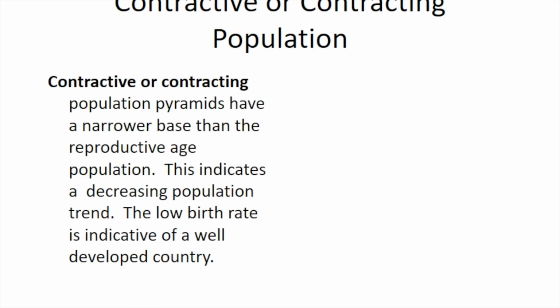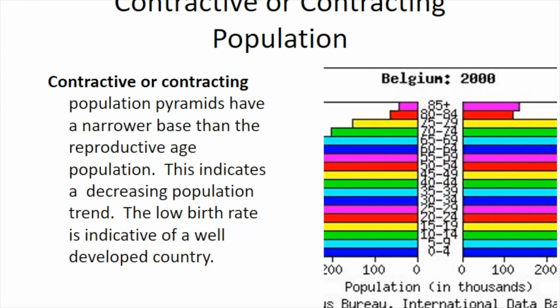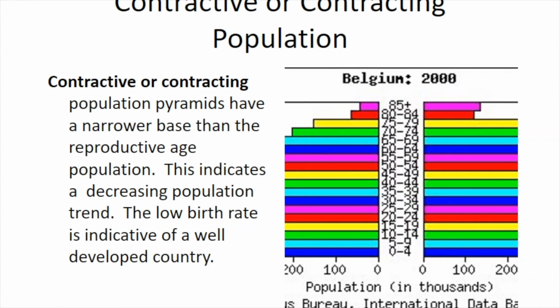Next, the contractive or contracting population. A contractive or contracting population pyramid has a narrower base than the reproductive age population. This indicates a decreasing population trend. The low birth rate is indicative of a well-developed country. For example, in this case it is Belgium in 2000.